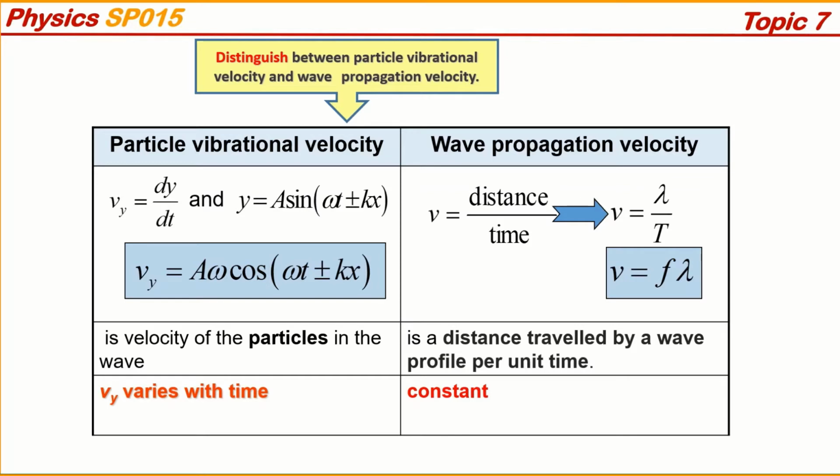The difference between particle vibrational velocity and wave propagation velocity. Include in learning outcome. Particle vibrational velocity equation is Vy equals a omega cos(omega t plus or minus kx), whereas wave propagation velocity is v equals f lambda. Particle vibrational velocity is the velocity of the particles in the wave and varies with time. But wave propagation velocity is the distance traveled by a wave profile per unit time, and it is constant.